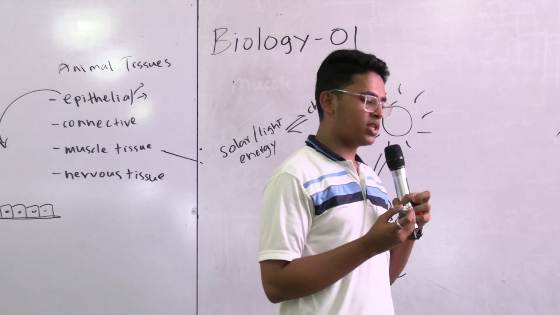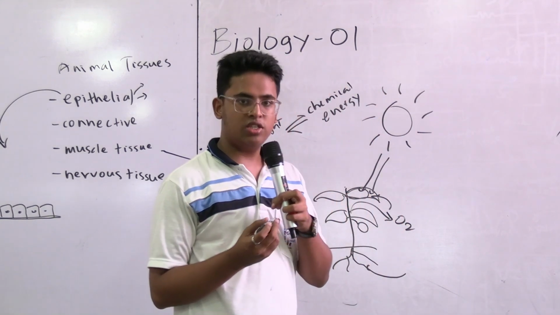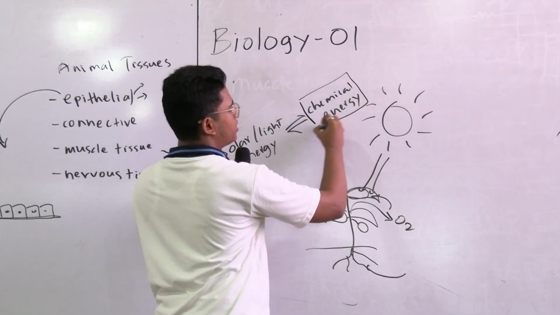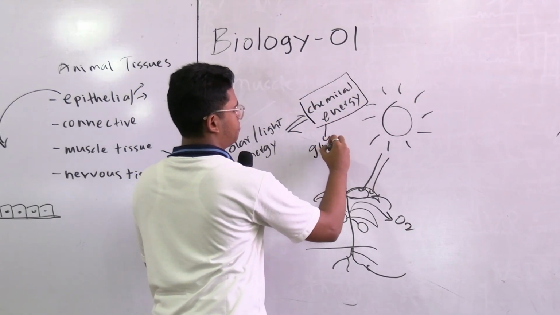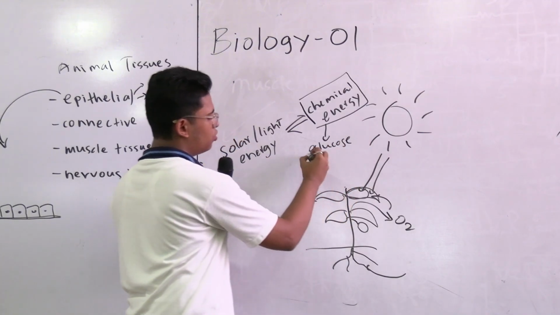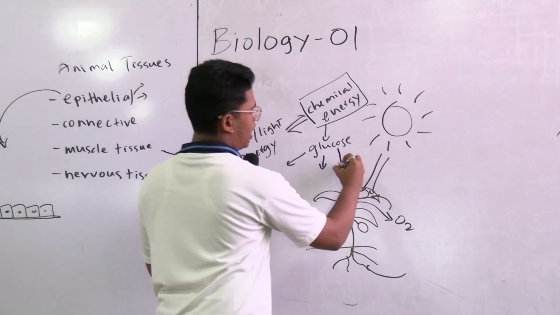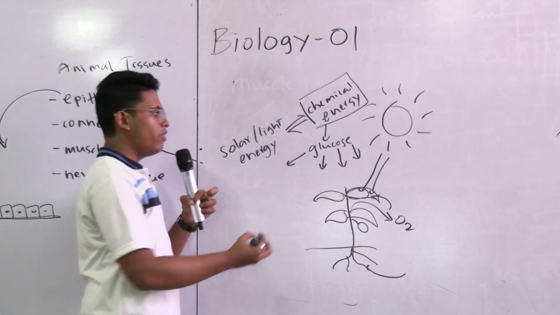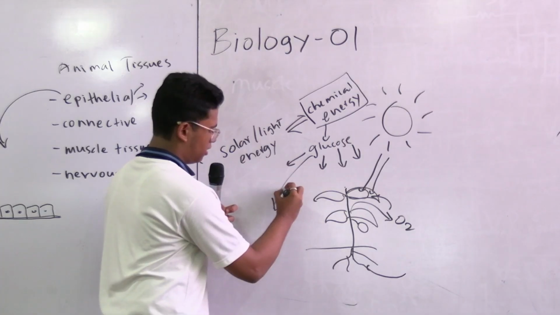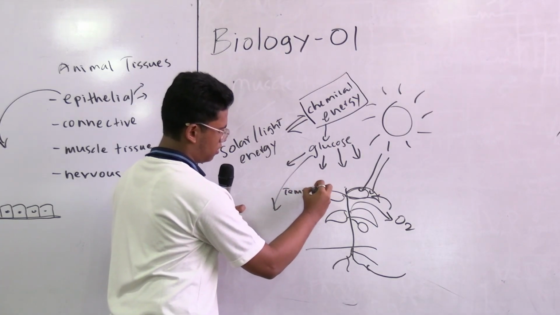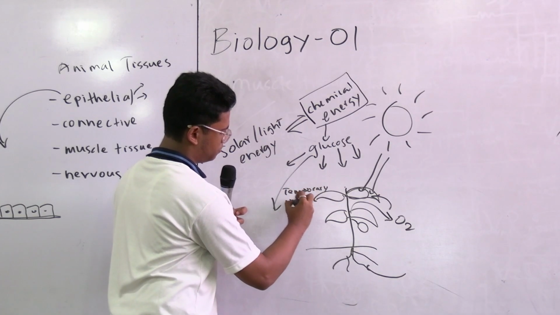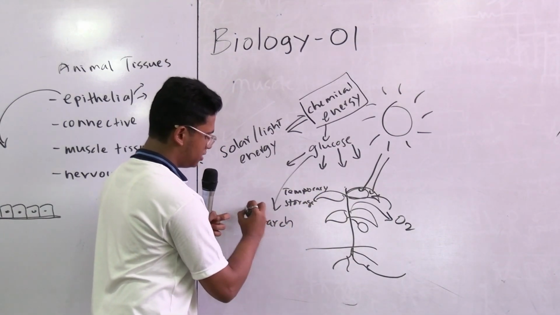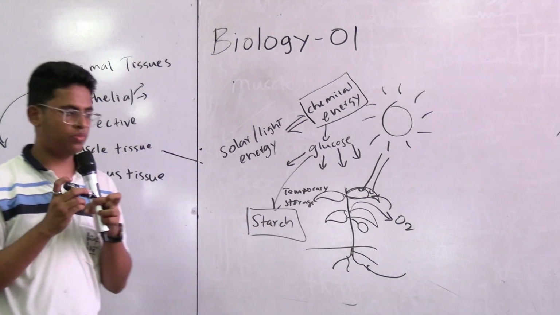Glucose produced during photosynthesis is temporarily stored in plant leaves as starch. Yes, this chemical energy is first produced as glucose, and this glucose will later be converted to other products. But temporary storage will first take place in plant leaves as starch, right?